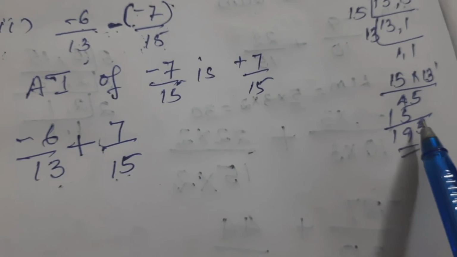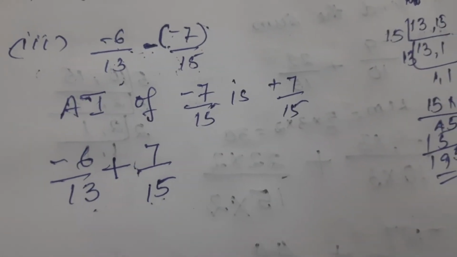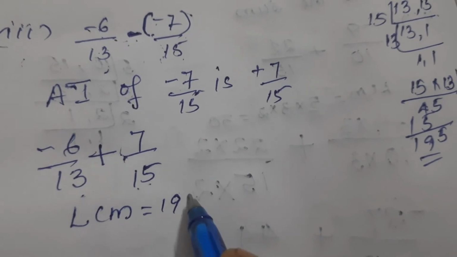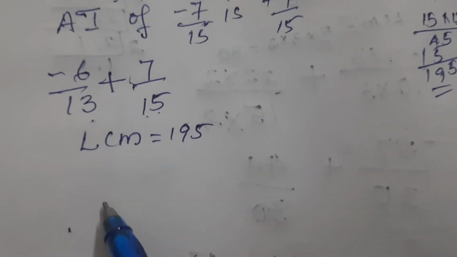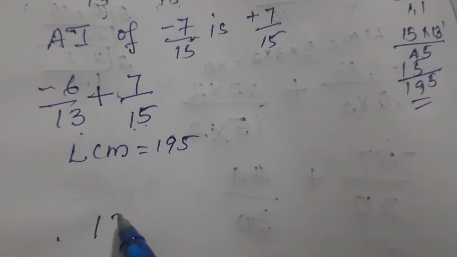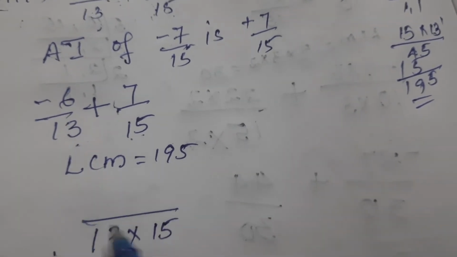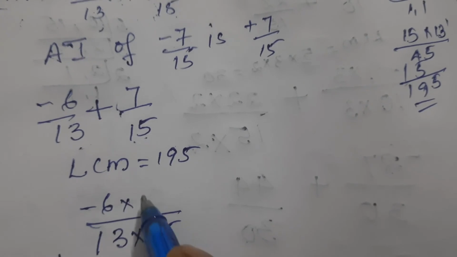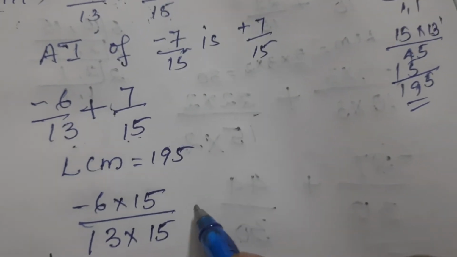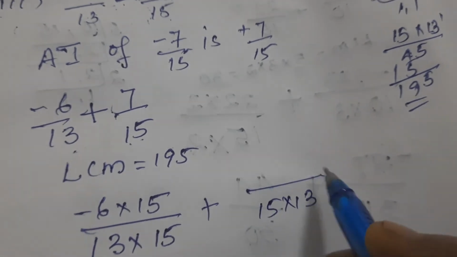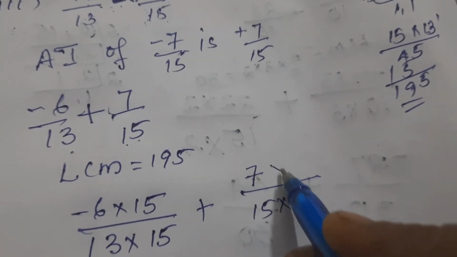So we have to find the LCM. LCM of it is 195. So LCM is 195. So let's write down now 13 into 15, and numerator becomes negative 6 into 15. Next one is 15 into 13. Other numerator becomes 7 into 13.